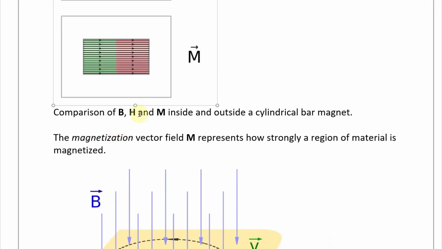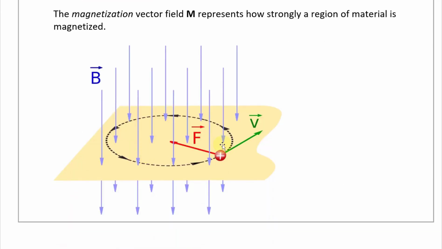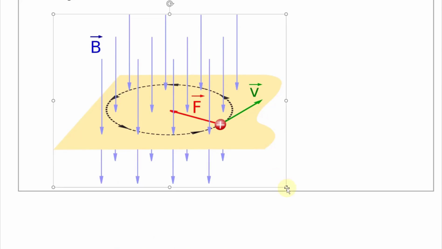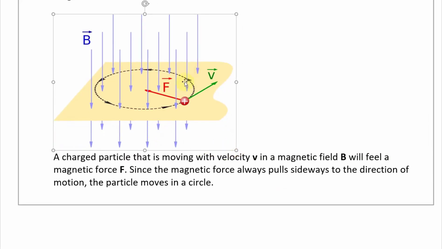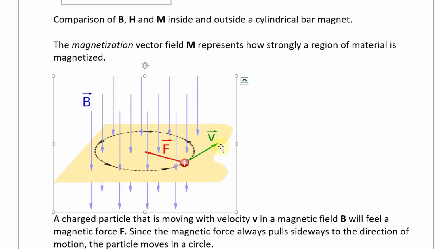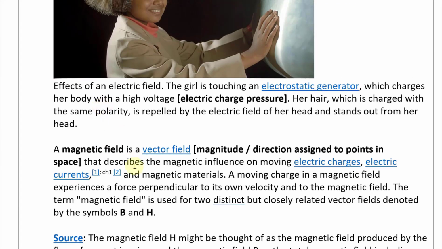And here's a comparison of B, H, and M inside and outside a cylindrical bar magnet. The magnetization field M represents how strongly a region of material is magnetized. So that's just the M one. And going further, this is the direction of a charge. A moving charge in a magnetic field experiences a force that's perpendicular to the direction of the motion and the magnetic field. So going back to the definition.